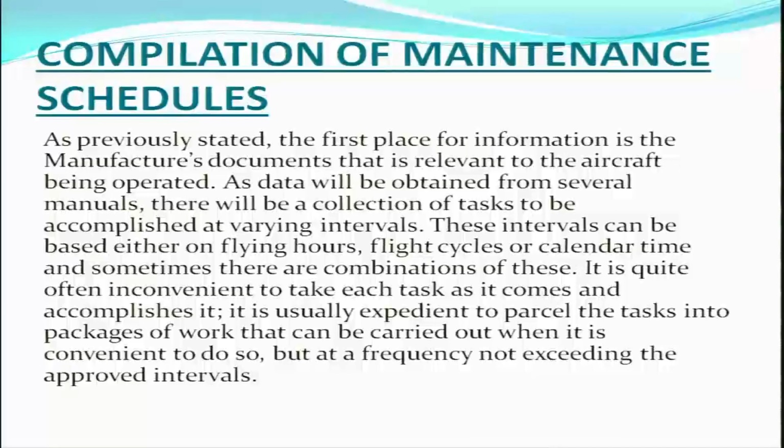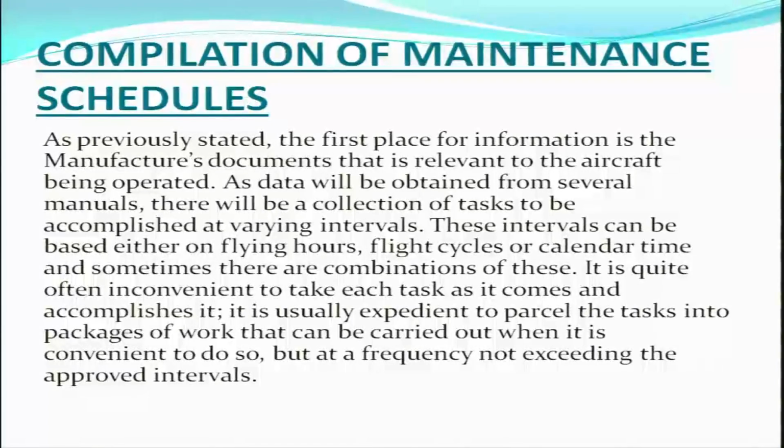Compilation of maintenance schedules. As previously stated, the first place for information is the manufacturer's document that is relevant to the aircraft being operated. As data will be obtained from several manuals, there will be a collection of tasks to be accomplished at varying intervals. These intervals can be based either on flying hours, flight cycles or calendar time, and sometimes there are combinations of these. It is quite often inconvenient to take each task as it comes and accomplish it. It is usually expedient to parcel the tasks into packages of work that can be carried out when it is convenient to do so, but at a frequency not exceeding the approved intervals.